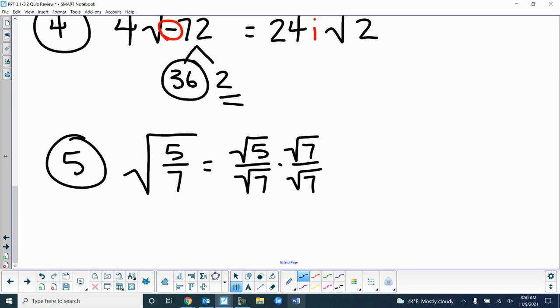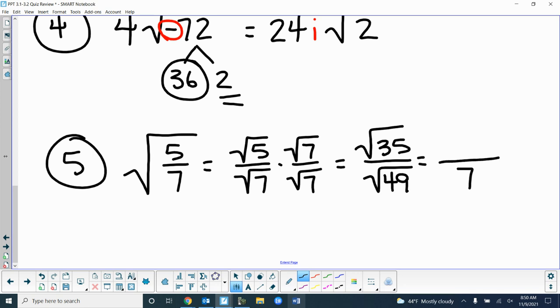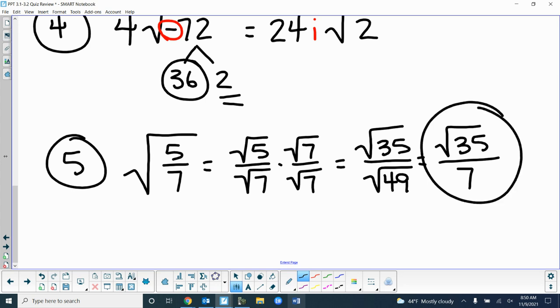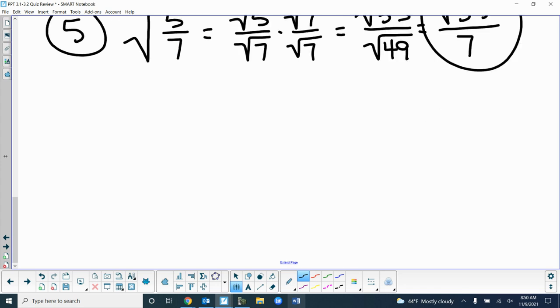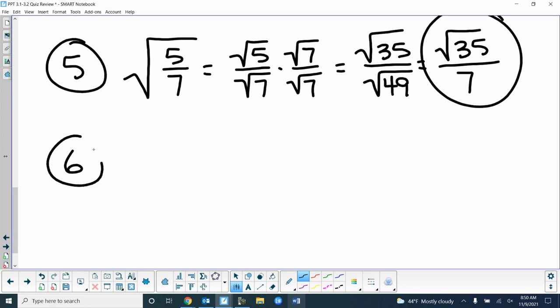Okay? The square root of 5 times the square root of 7 is the square root of 35. The square root of 7 times the square root of 7 is the square root of 49. But what is the square root of 49? 7. You don't have to, I mean, if you want to just put 7 right away, that's okay. I was just showing all the work. Now it's simplified. No radical in the bottom. I can't simplify the 35. Number 6, I need to simplify that square root of 18.